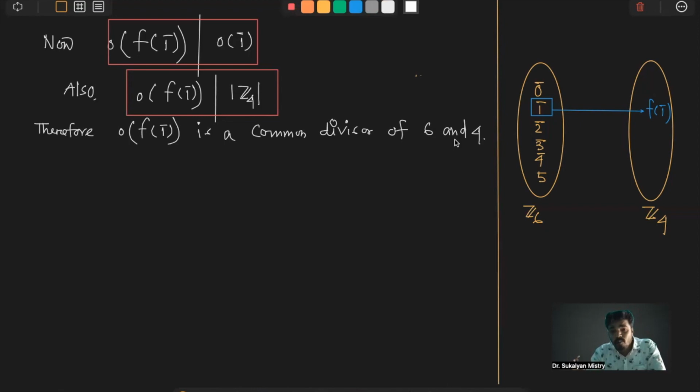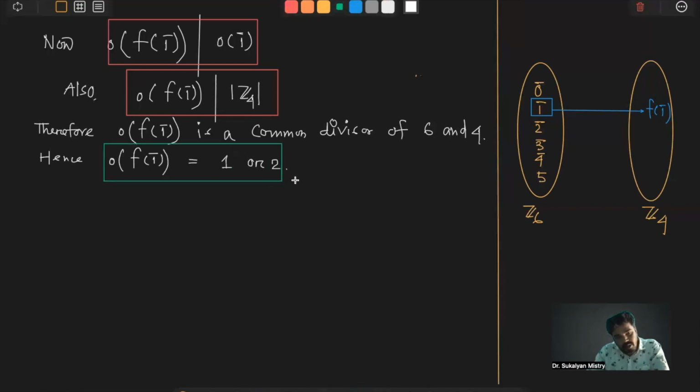So 6 and 4. What is the common divisor of 6 and 4? That is 1 or 2. Take 1 and 2 as the common divisors of 6 and 4. So hence we conclude that order of F1 bar is either 1 or 2. Clear? So we got this: order of F1 bar is either 1 or 2. Okay.